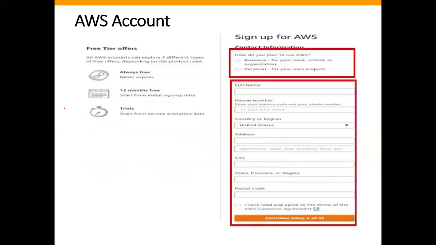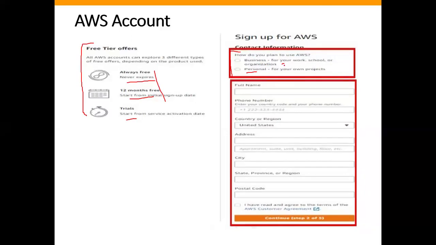Once you click on continue, you will move to this page. On this page, on the left hand side, you can see free tier offers. This is what we discussed in the last session: a few services are always free, a few services are free only for 12 months, and a few services are only for a trial period. We have those details here also, the same as we have seen. Now, here it is asking which plan you want to select: a business plan or a personal plan. Always select a personal plan, because in the personal plan you will get a free tier quota.